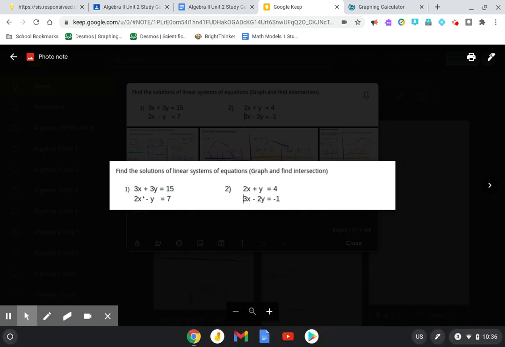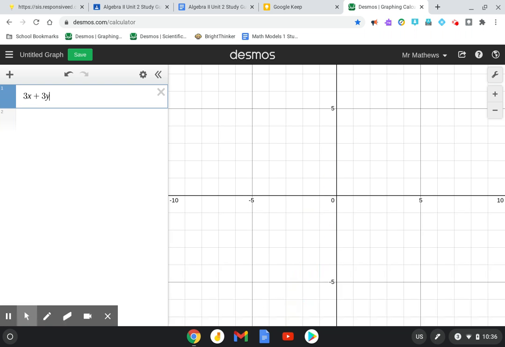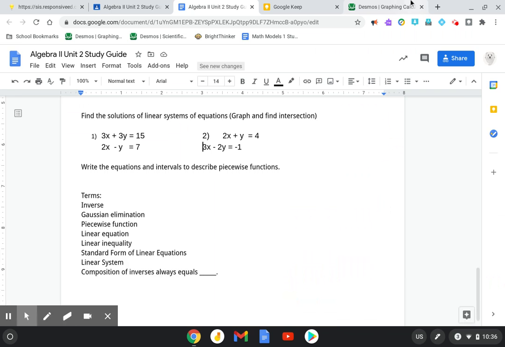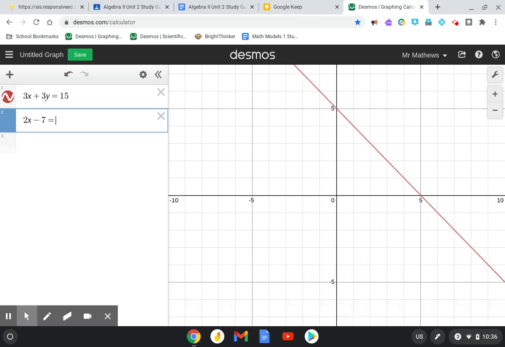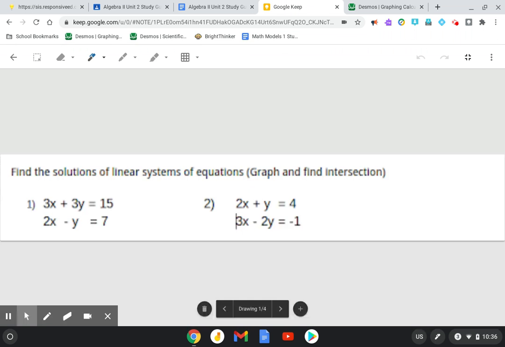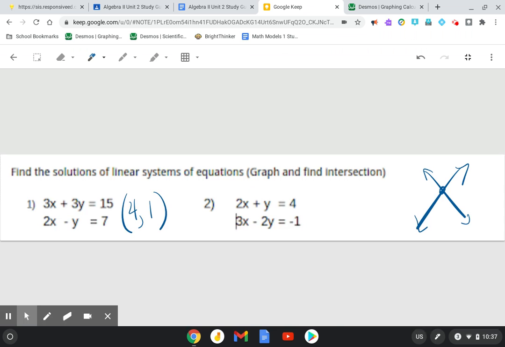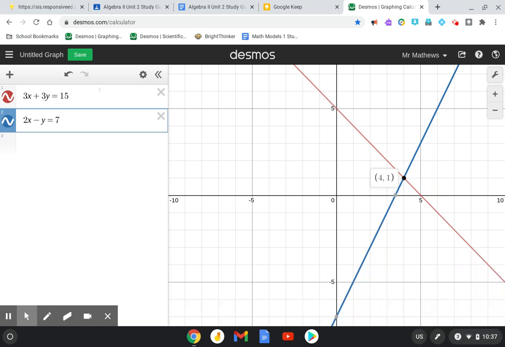So we have 3x plus 3y equals 15, and 2x minus y equals 7. So we see we have the blue and the red graphs, and they cross at the point (4, 1). And so that would be my solution. My solution would be the point where they cross. So again, we're looking at the intersection of the two, and the first answer is (4, 1).